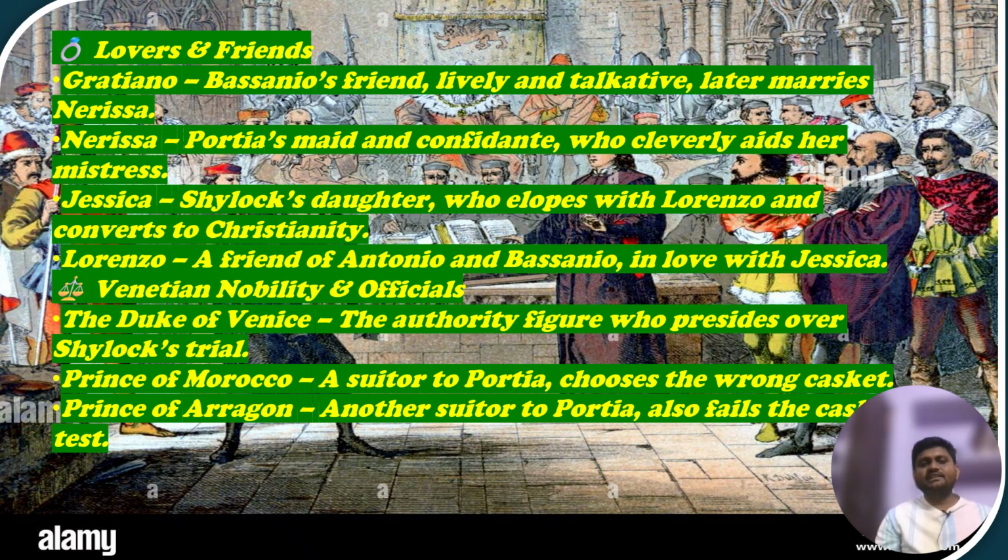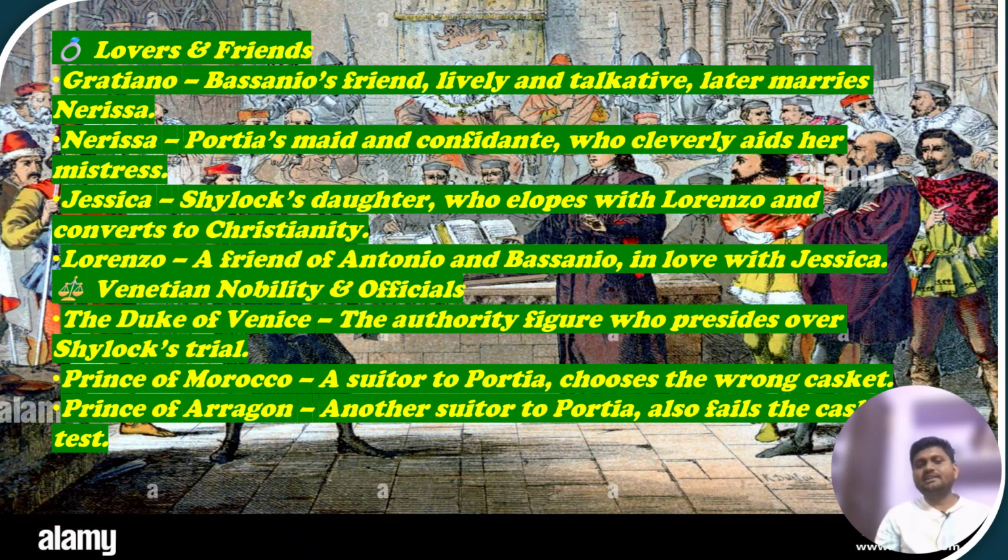The other characters of the play are Gratiano. Gratiano is Bassanio's friend. He is very lively and talkative. He later marries Portia's maid Nerissa. Then we have Nerissa. She is not only Portia's maid but also her major confidant. She cleverly aids Portia in carrying out her plans.